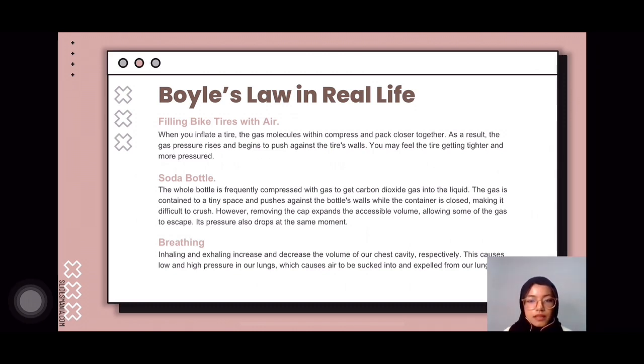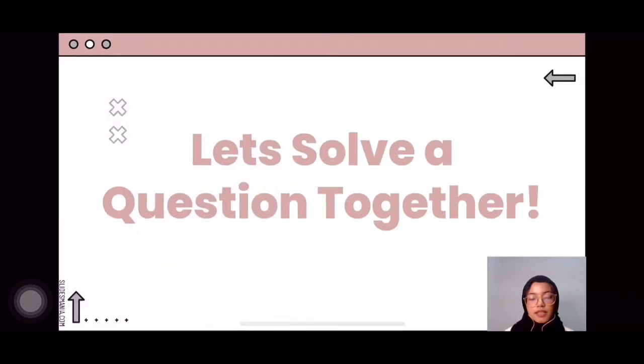So, in our daily life, breathing is also Boyle's law. Inhaling and exhaling increase and decrease the volume of our chest cavity, respectively. This causes low and high pressure in our lungs, which cause air to be sucked into and expelled from our lungs. So let's solve the question together.